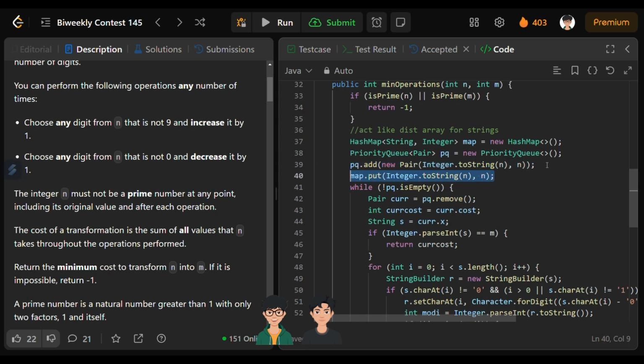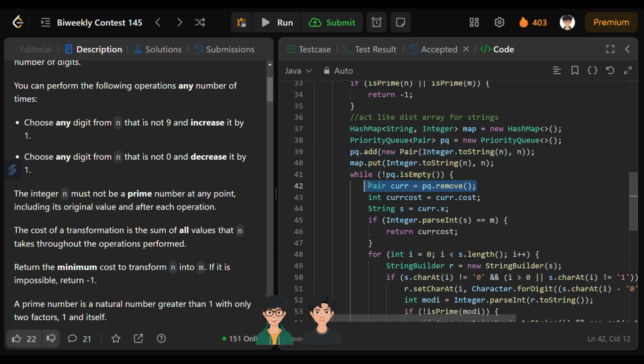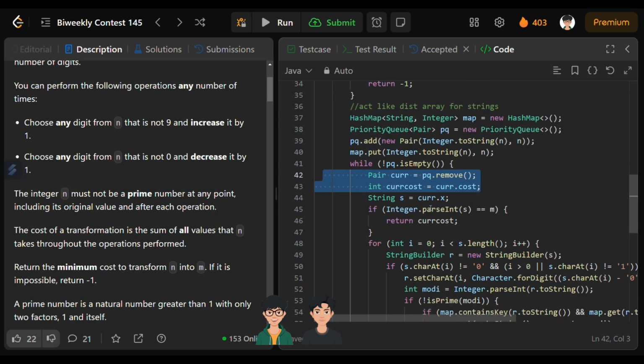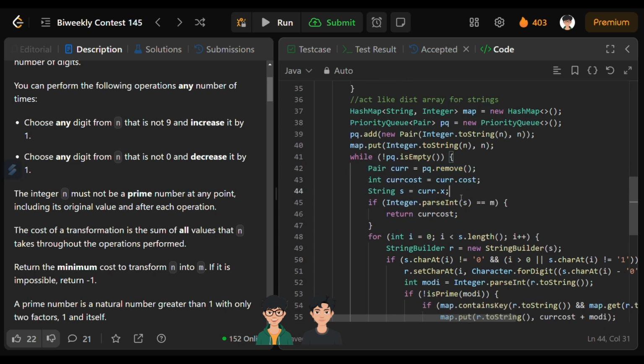We are choosing the top node, and the top node will always be the one with the minimum distance. Before that, in the initializing step, we push the source node and its distance, and we also put it in the distance array or map. Then we extract the top node of the priority queue. There are some functions you can look at here, like remove and cost, according to the class implemented.